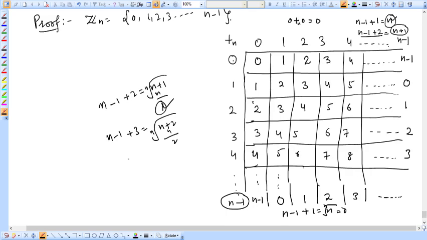And lastly, when n minus 1 is added to n minus 1, what would be the entry here? I'm labeling this for you. So tell me in the comment section below what would be the entry here.